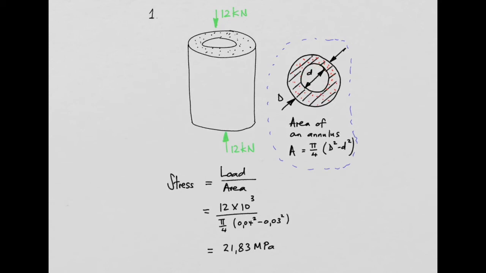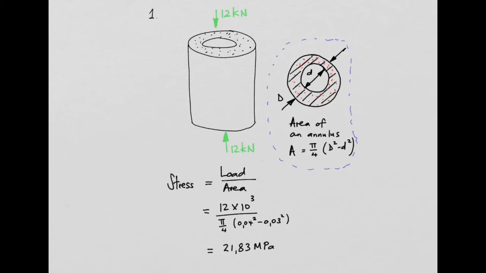Now the area of an annulus is the area of the outer circle minus the inner circle. So pi over 4 would be common to those. The convenient way to write down the formula for an area of an annulus is pi upon 4, and then in brackets capital D squared minus little d squared. And then back to what you learnt in the notes, stress or intensity of stress is simply the load applied over the area that is resisting that stress.